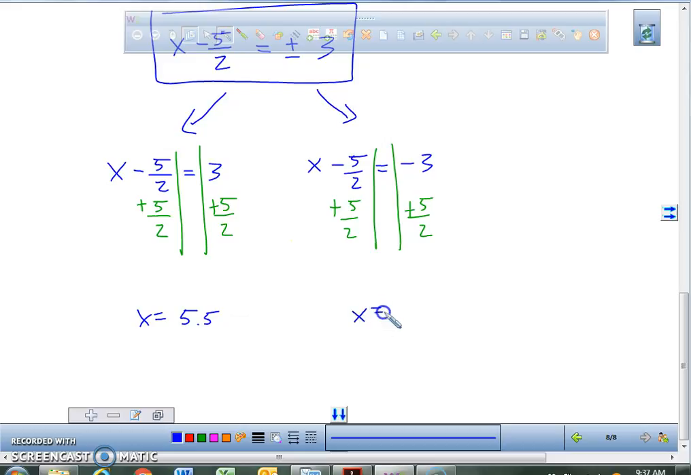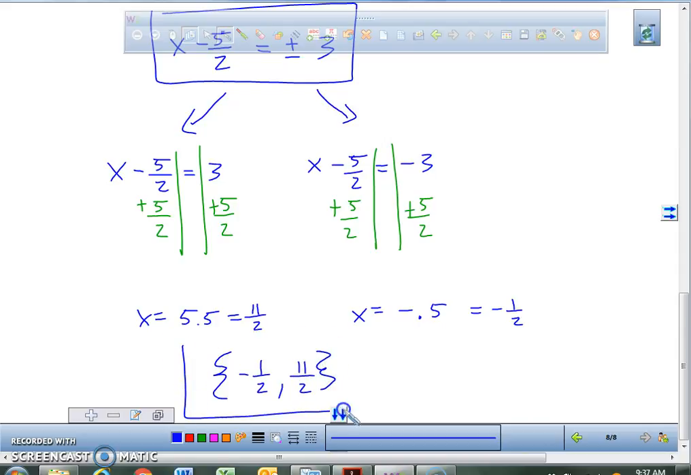And over here, you'd probably say x equals negative 0.5. What I want your solution set to be, for the negative 0.5, I would like you to convert that to a negative half. And for 5.5, I'd like you to convert that to 11 halves. And your solution set is a negative half, comma, 11 over 2. Negative half and 11 over 2.